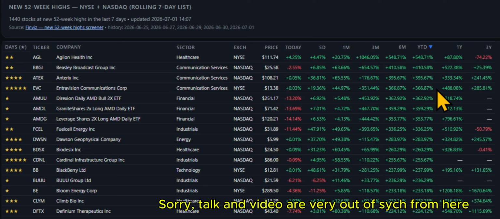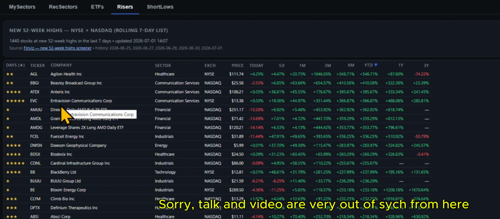But on 5 stars, because it's day 5, EVC is returning 366. So this is a stock that I will evaluate on Schwab.com, see if it truly is a good stock or not, and then decide to buy it or not. So we'll take a look at that in a moment. And then just going down this list, CDNL, again, 5 stars, returning 255%. So this is also another stock that I might consider buying.